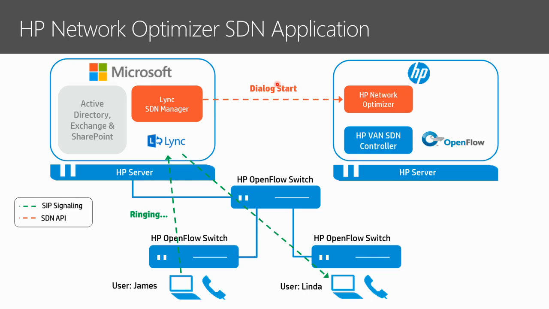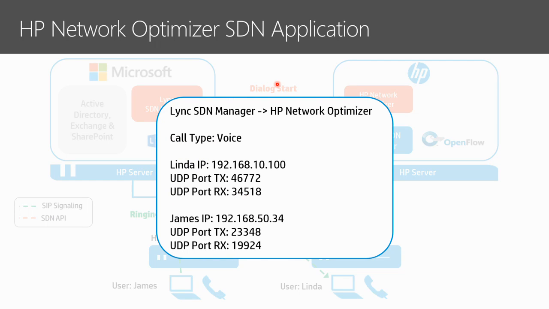So Network Optimizer receives a message from the Lync SDN manager, and we now get information from Microsoft. They're telling us that you have a call. This is a voice call. It's being placed between James and Linda. This is the IP address for each user. Here are the TX and RX ports for this RTP stream. So this is important information that we need to make decisions and actions in the network.